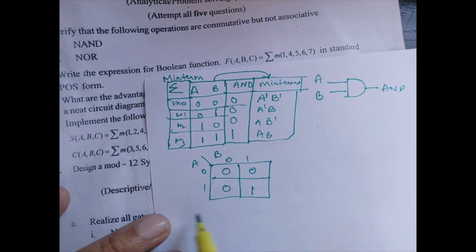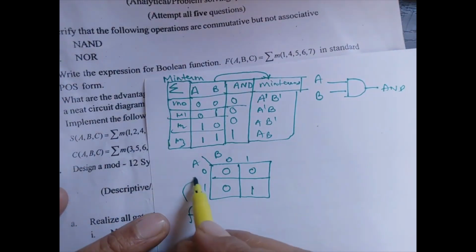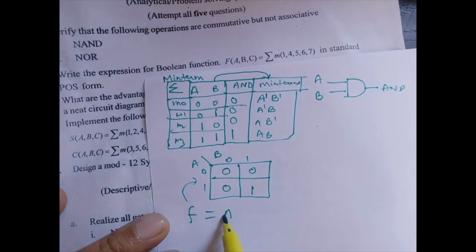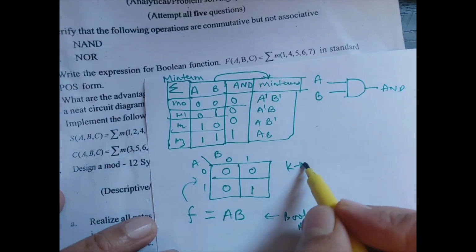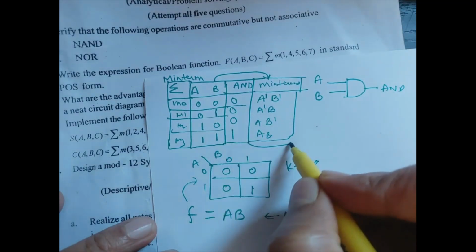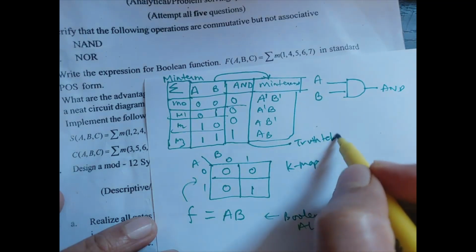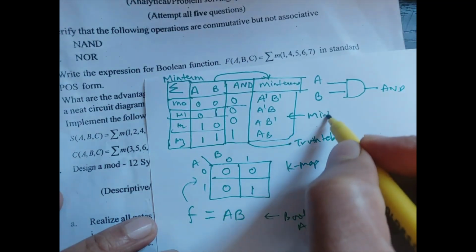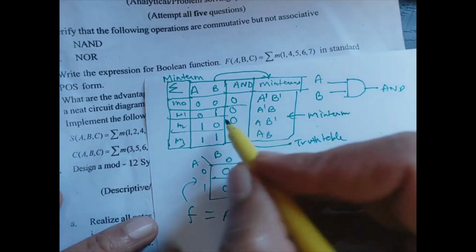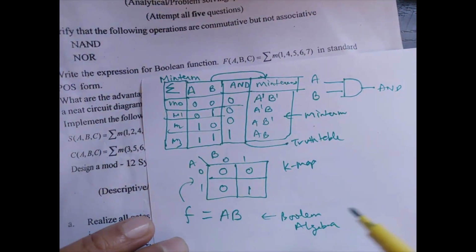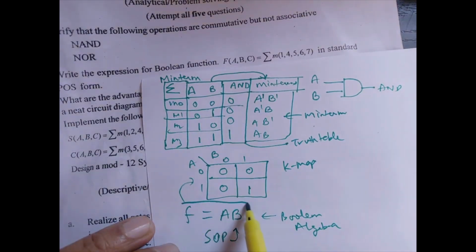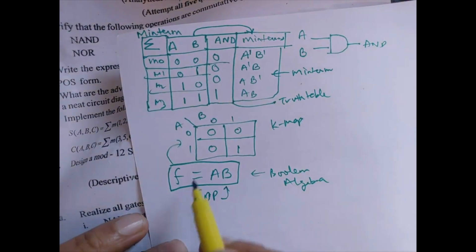Now if we write the function that is indicated, then we write it as ab. This is Boolean algebra, this is K-map, this is truth table, and this is minterm listing. Okay, all the minterms are these, and out of these only this minterm is part of this function, so that's why I've written this. Now this is called sum of products representation. So basically the function is this.